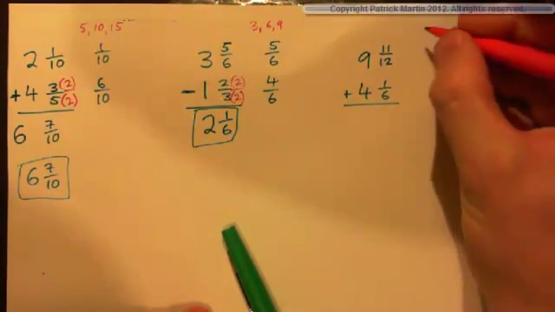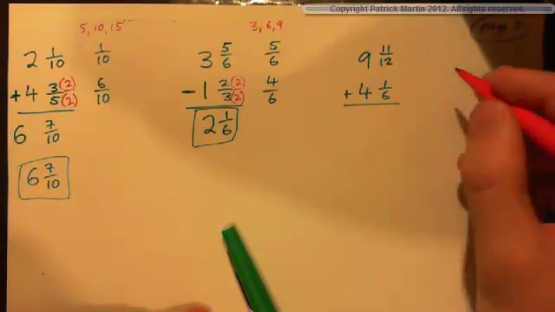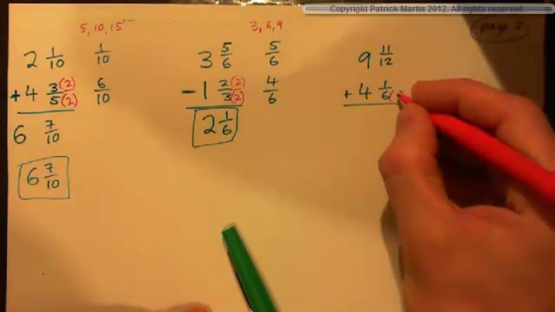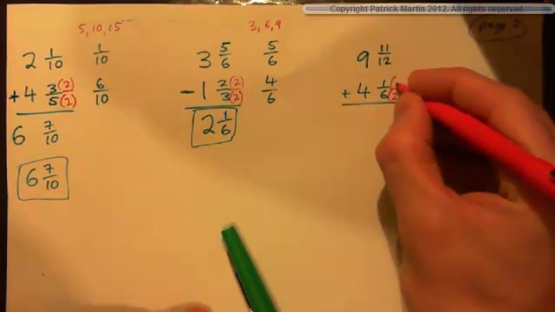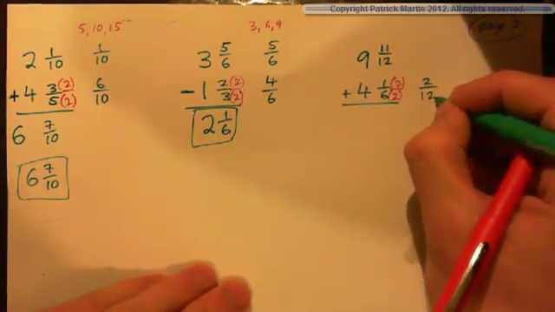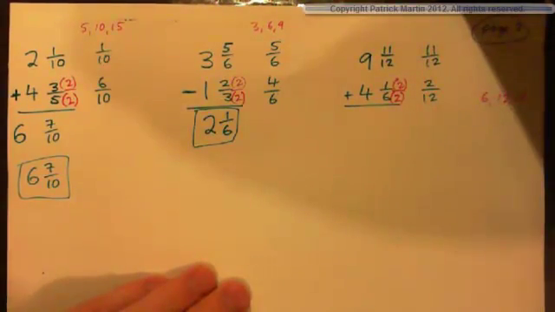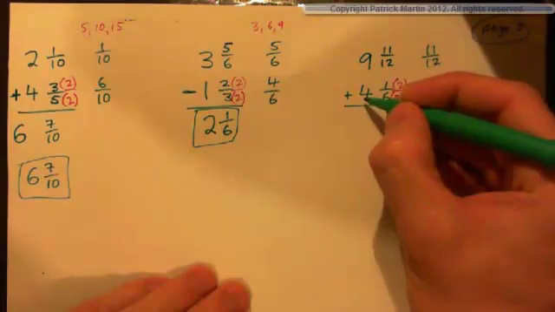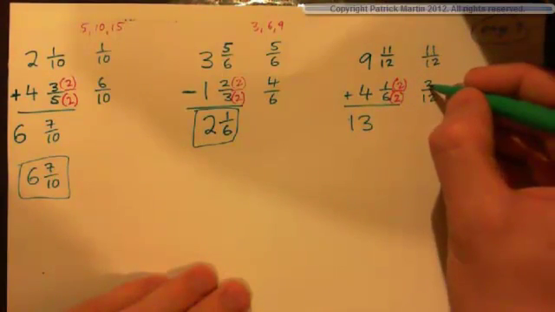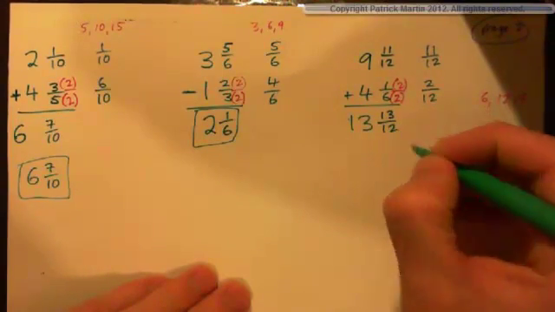So if I think about multiples of 6, I've got 6, 12, 18 and so on. And so 12 is a multiple of 6, so I can turn this guy into 12ths by multiplying him by 2, right? So this guy becomes 2 12ths. And here I've got 11 12ths. Now I'm adding. So 9 plus 4, of course, is 13. 11 12ths and 2 12ths is in fact 13 12ths.